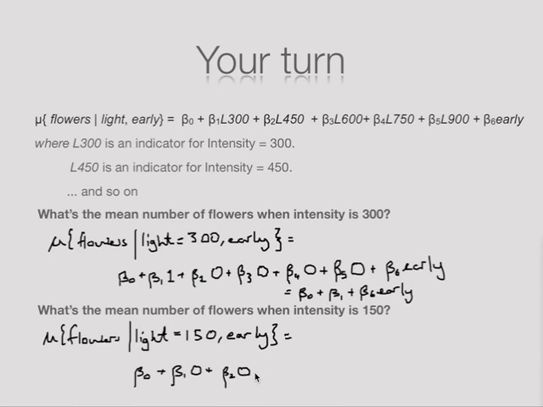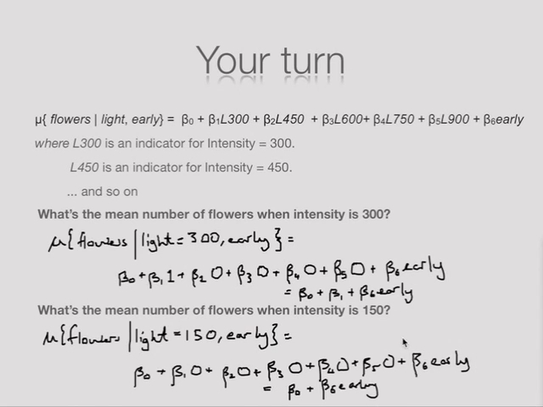So I'm going to write them all out in full, but they're all going to disappear. And then we have the beta 6 times early. Once again, that's going to simplify to beta 0 plus, all of these will be 0, we're just going to have the beta 6 early on the end. So the mean number of flowers when the intensity is 150 is beta 0 plus beta 6 times early.